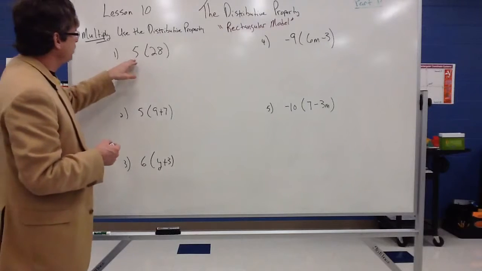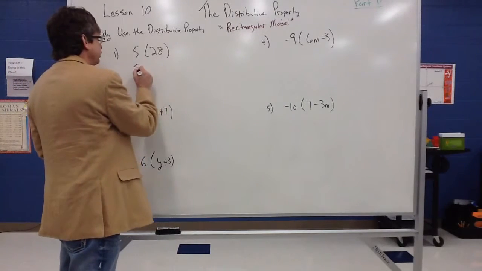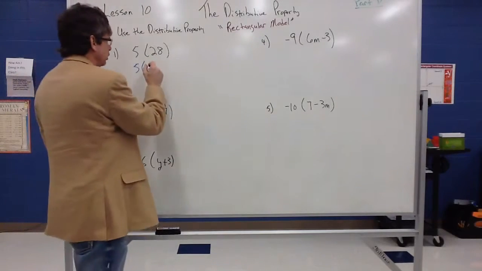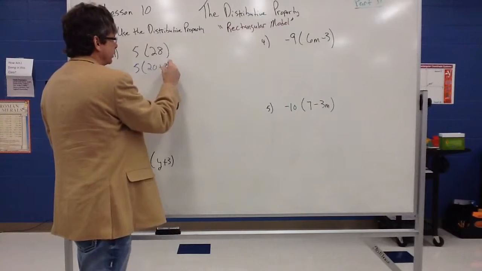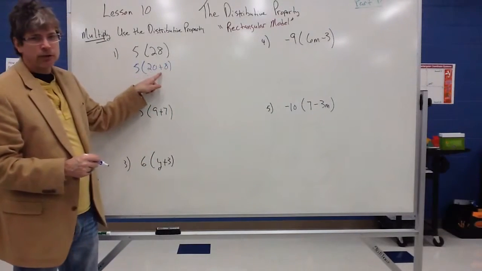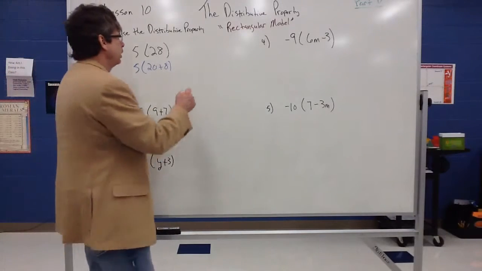So for instance, if I give you 5 times 28, remember what I can do is write this as 5 times the quantity, and I can break 28 apart into a 20 and an 8 if I want to. So the distributive property, what you have is multiplication, and then what's inside the parentheses is some type of addition problem. So that now it can be modeled as the distributive property.